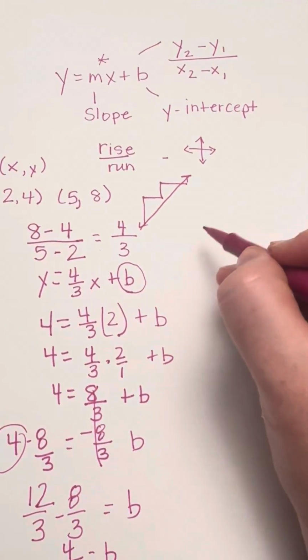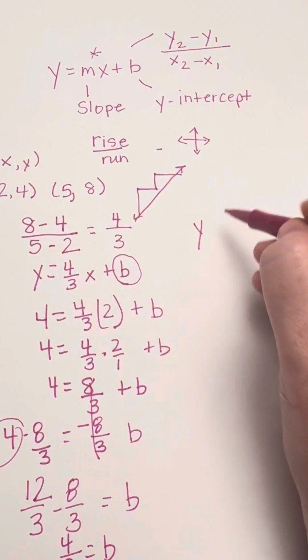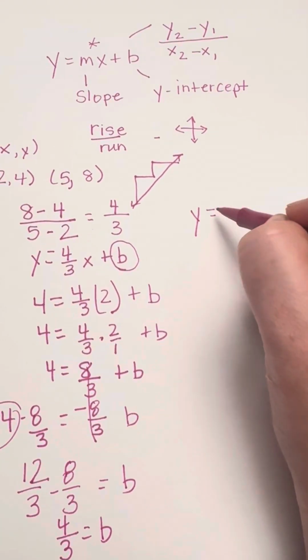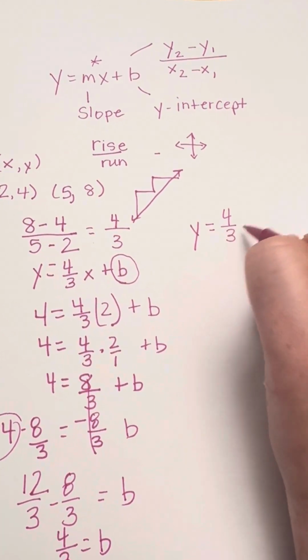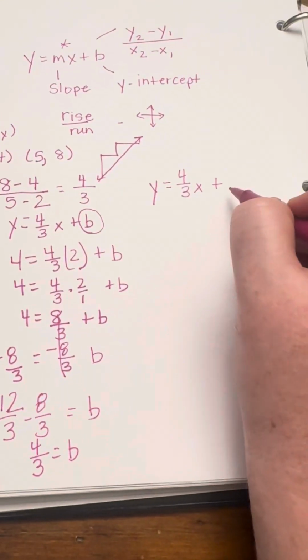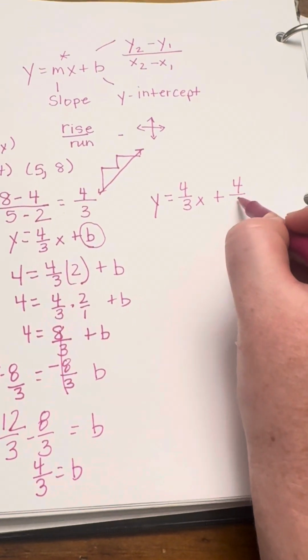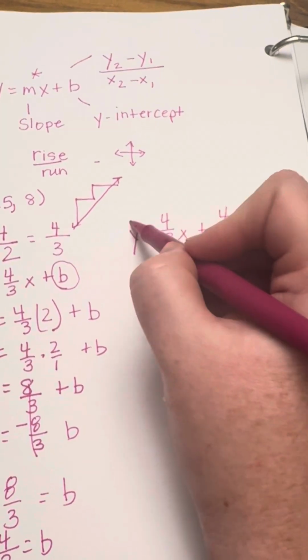So when we write this final equation in slope-intercept form, it's going to be y equals 4/3, that's our slope, 4/3 x plus our b or y-intercept is going to be 4/3. I love it when they're the same. It makes me happy.